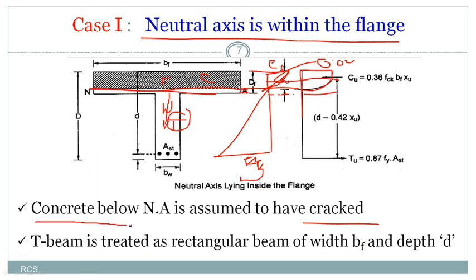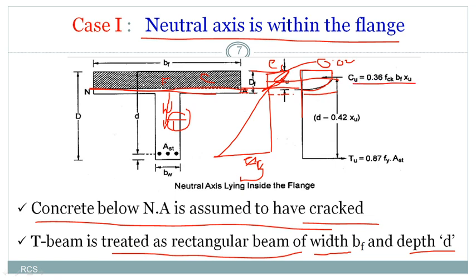Now, concrete below the neutral axis is assumed to be cracked, and the T beam is treated as a rectangular beam. So the width of the beam is Df and the depth of that beam is small d. And now these are the stress and strain diagrams for this. We know how to calculate the total compressive force above the neutral axis, in the compression zone, and below the neutral axis we have a tensile force. Here we have compressive force in the parabolic region and the compressive force in this rectangular region.